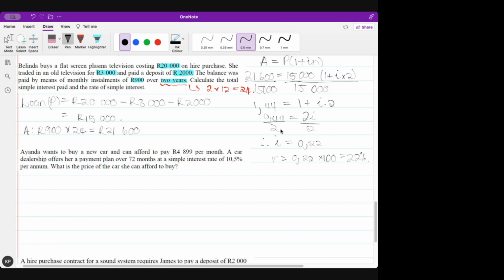And then to calculate your interest paid, we just do the minusing story. What you paid minus what it was worth. 21,600 minus 15,000. That should be 6,600. Great. At least my brain is trying.